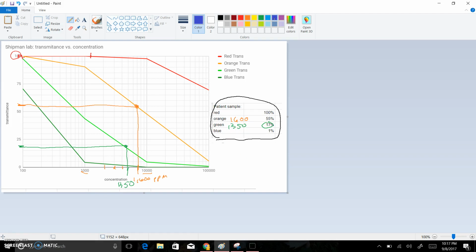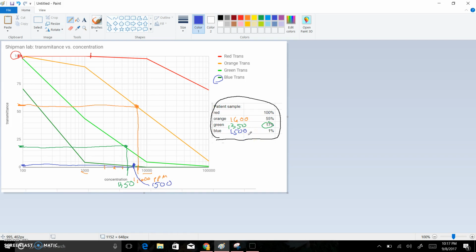And then here's my blue line. My blue line looks kind of greenish, just to give you a heads up. There's a 1% there, so it's very low. Down in here, right there. At this point, it is at my 1,400, 1,500 mark. 1,500.